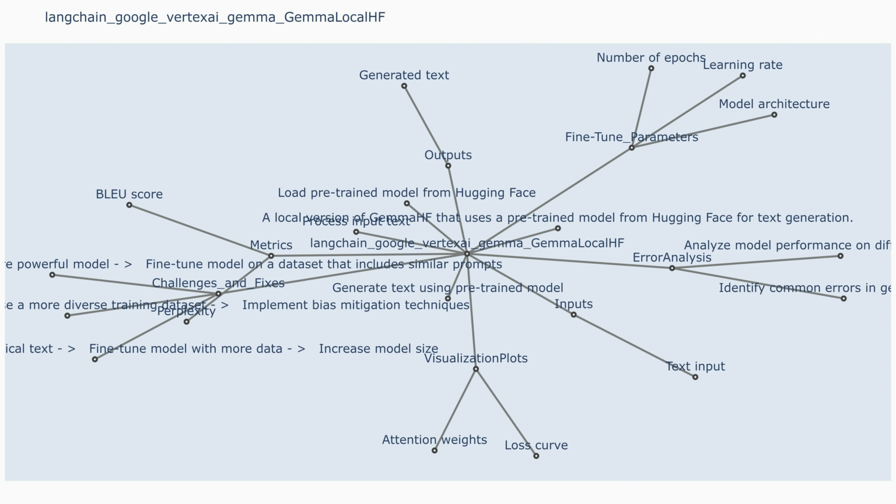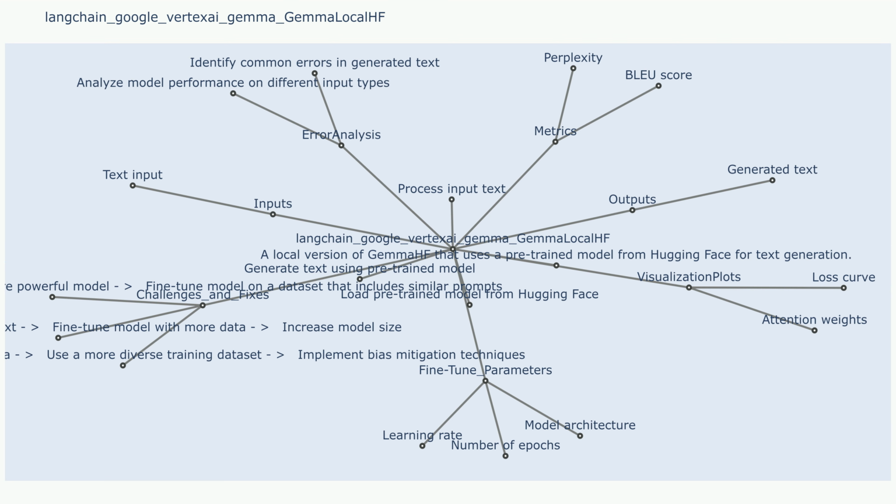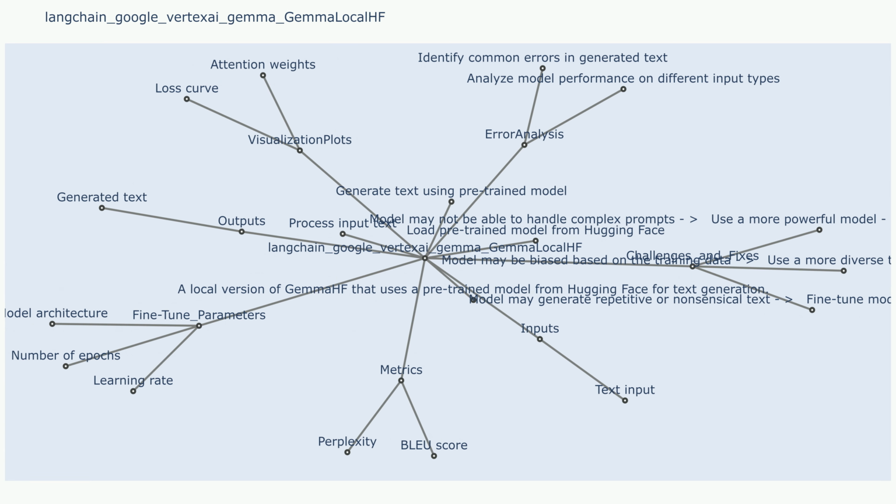Langchain Google Vertex Gemma Local HF. Description: Gemma Local HF is a Langchain integration with Google Vertex's Gemma, a framework for building and deploying machine learning models for text data. It provides an efficient way to utilize Gemma's capabilities for text classification, text generation, and other NLP tasks within the Langchain framework. Inputs. Input 1.